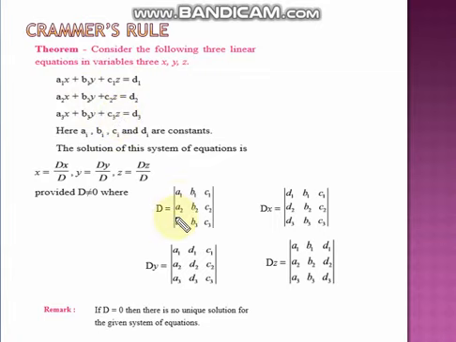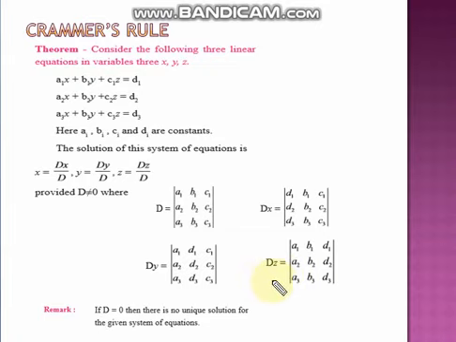You can see the first column of d is a1, a2, a3. So the coefficients of x are a1, a2, a3. Then the second column is b1, b2, b3. So coefficients of y are b1, b2, b3. Then coefficients of z are c1, c2, c3. So the third column will be c1, c2, c3. So like this, with the coefficients of x, y, z, you can obtain the determinant d. Now how to obtain dx, dy and dz, that we will see.